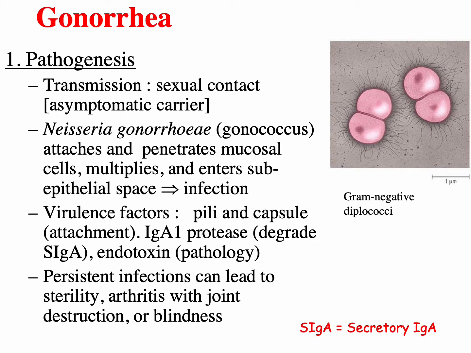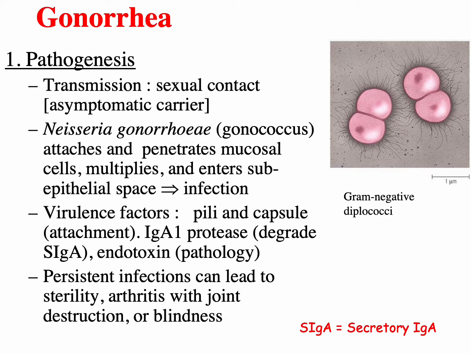We're going to start out with gonorrhea. This disease is obviously an STD, transmitted by sexual contact, particularly from an asymptomatic carrier. That means a person who has been infected but hasn't shown any symptoms. So they have sexual contact and pass it to the partner. The organism, Neisseria gonorrhoeae, is simply called gonococcus. It attaches to and penetrates the mucosal cell, multiplies, enters the epithelial space, and then starts the infection. The attachment is facilitated by pili and capsule.